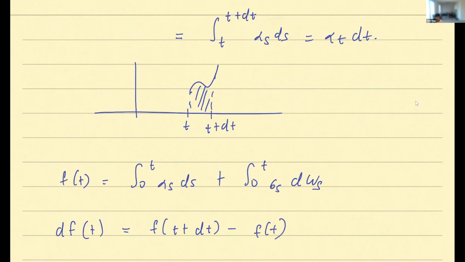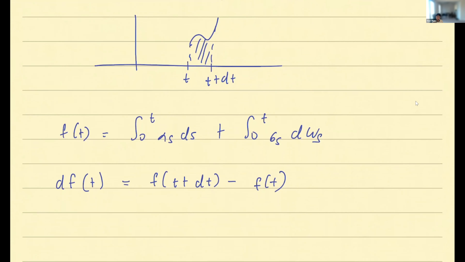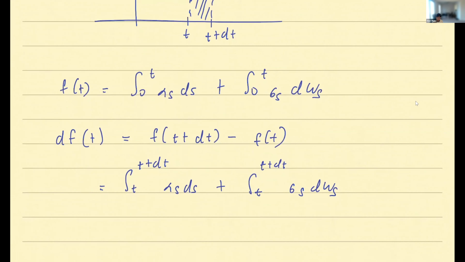Well, again, just think of it intuitively. It's just a small change in f, which by linearity would be something like this. And when dt is very small, then this can be captured by alpha t dt, and this, alpha t times the change in the, sorry, sigma t times the change in W.